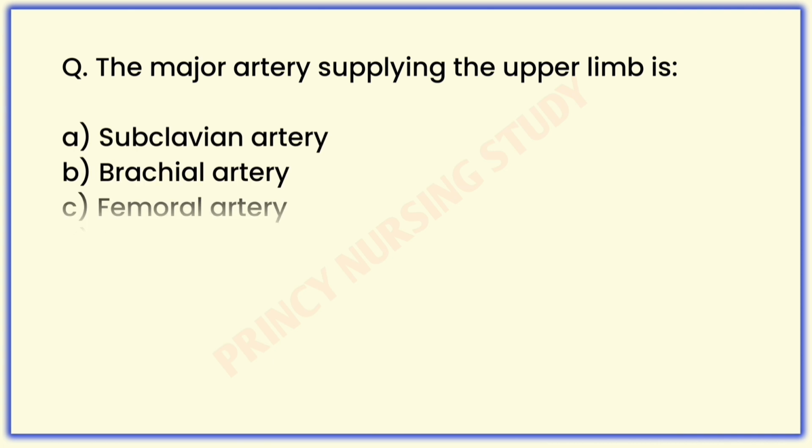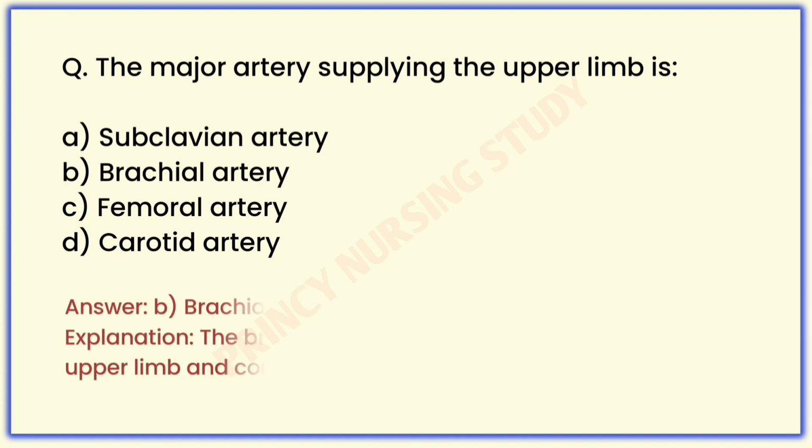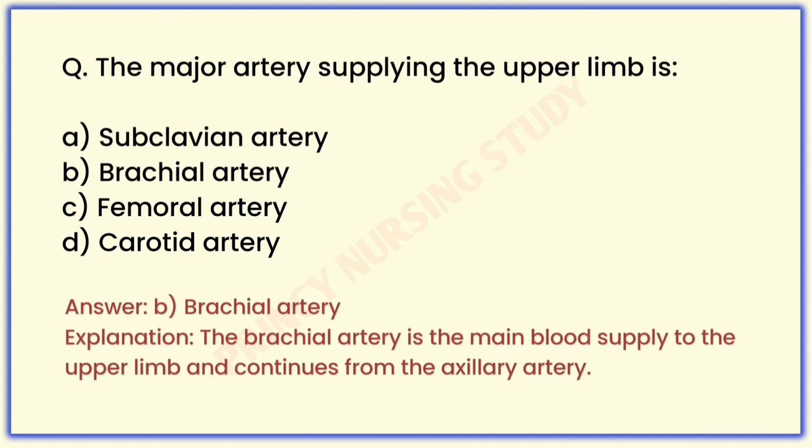Next question. The major artery supplying the upper limb is: Correct answer is B. Brachial artery. The brachial artery is the main blood supply to the upper limb and continues from the axillary artery.